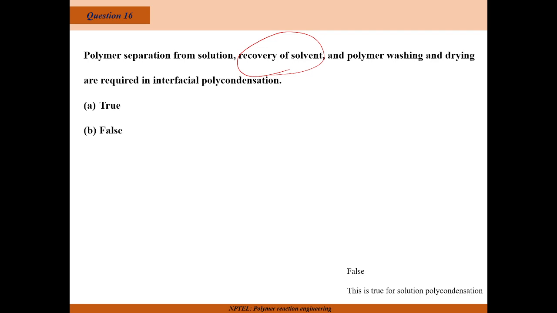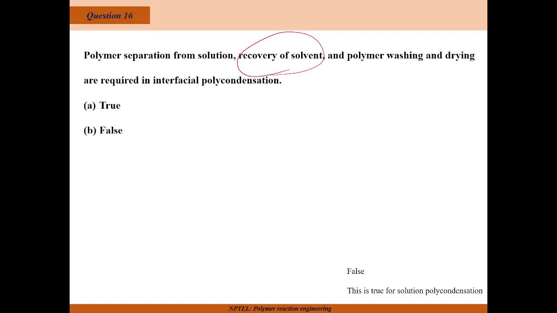Okay. It is mentioned that polymer formed at the interface are filtered, washed, and dried. Here also polymer separation from solution is a little bit twisted in the statement. Polymer separated from solution, we can consider polymer formed from the solution, and solution recovery of solvent, and polymer washing, drying are required in interfacial polymerization.